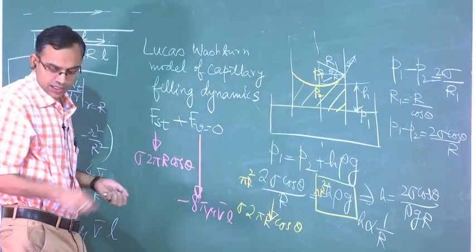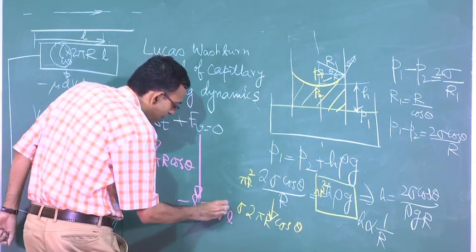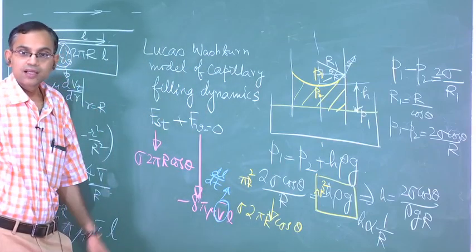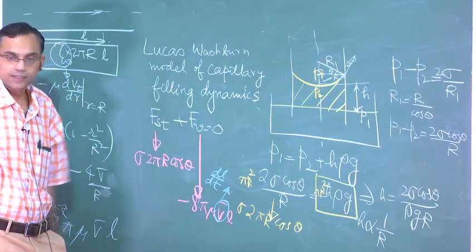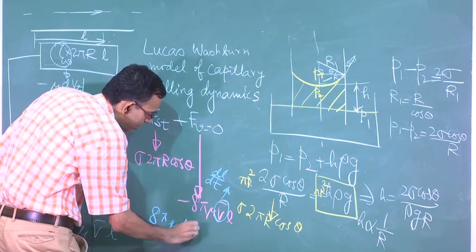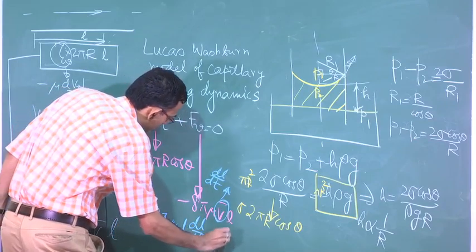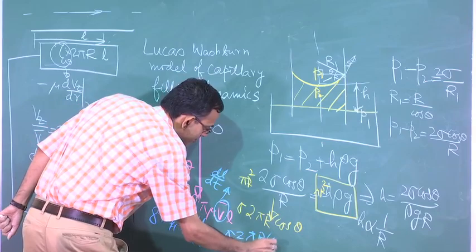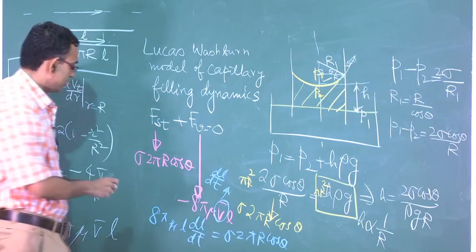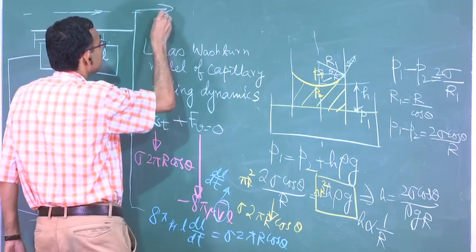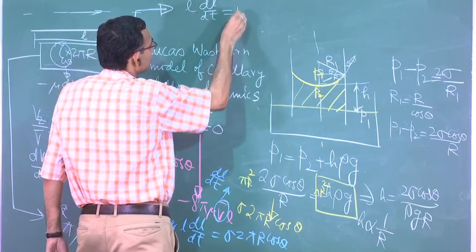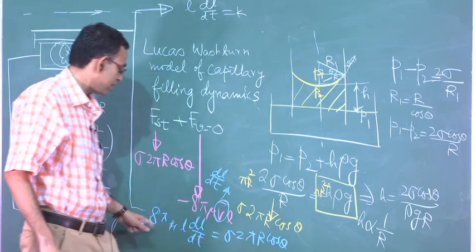So, now just a small trick, here in place of V average we can write dL dt. V is the rate of change of displacement, is the velocity. So, you have 8 pi mu L dL dt is equal to sigma into 2 pi r cos theta. Okay. So, from here you can write L dL dt is equal to some k, where k is sigma 2 pi r cos theta divided by 8 pi mu.